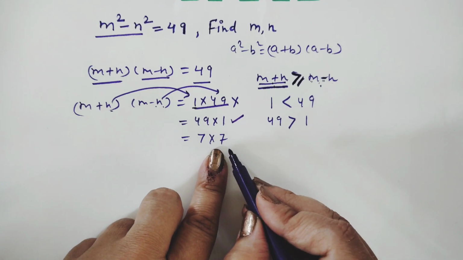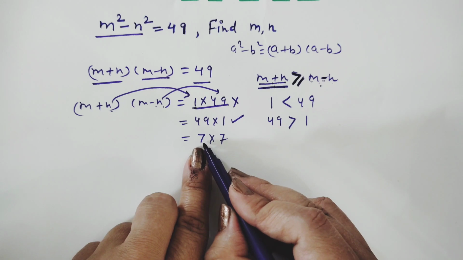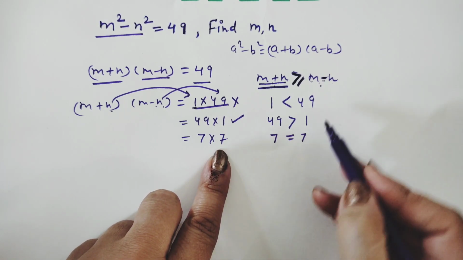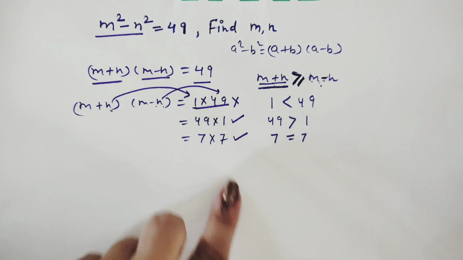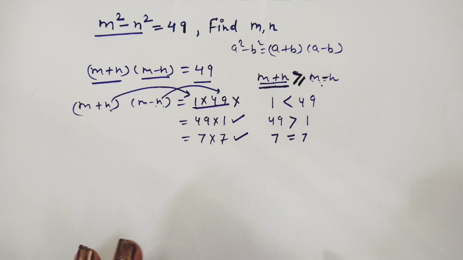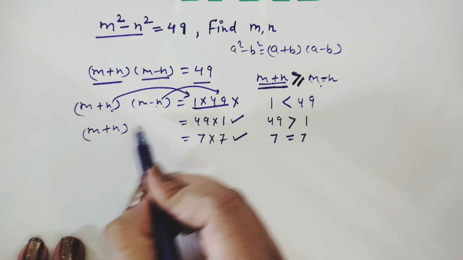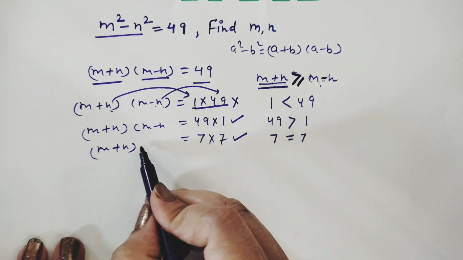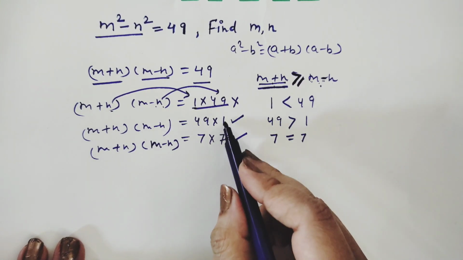Now the second one is 7 into 7. Here m plus n is 7 and m minus n is 7. So 7 is equal to 7, and the relation is equal also. So this way is also correct. We are choosing these two ways, so for this question we have two cases.